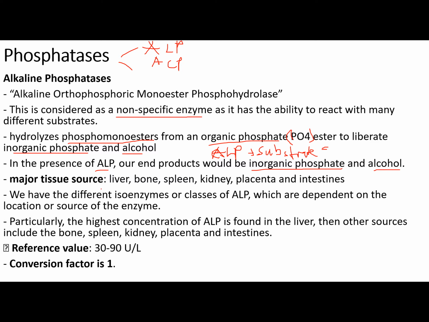Now the major tissue sources of ALP, class, would be the liver, the bone, the spleen, the kidney, the placenta, and the intestines. Now we have different isoenzymes or classes of ALP, which are dependent on the location or source of the enzyme. Particularly, class, the highest concentration of ALP is found in the liver. Then other sources would include the bone, the spleen, the kidney, the placenta, and then the intestine. The reference value for ALP is 30 to 90 units per liter. Conversion factor is 1.